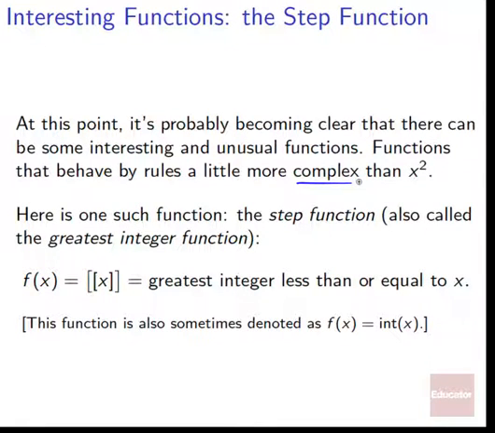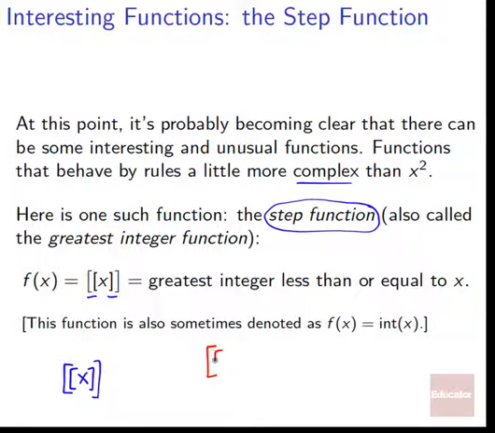So here's an example, the step function. Sometimes it's also called the greatest integer function, and it will make sense why in just a second. So f of x equals double bracket x on both ends, so it's just, make a bracket, make another bracket, put x inside, and then close both of those brackets. The greatest integer less than or equal to x. What does that mean? So greatest integer less than or equal to x, let's try it out.